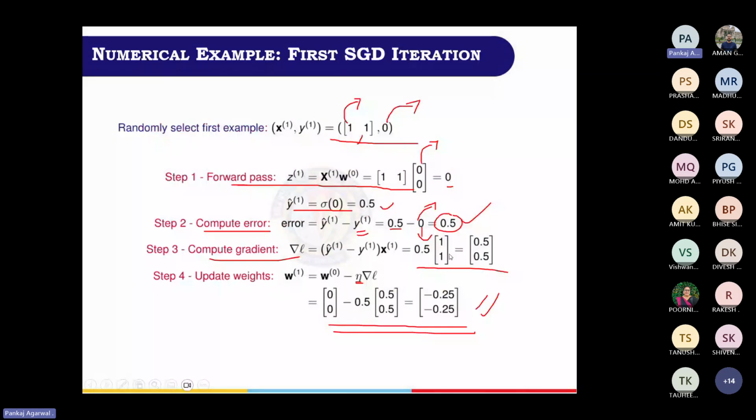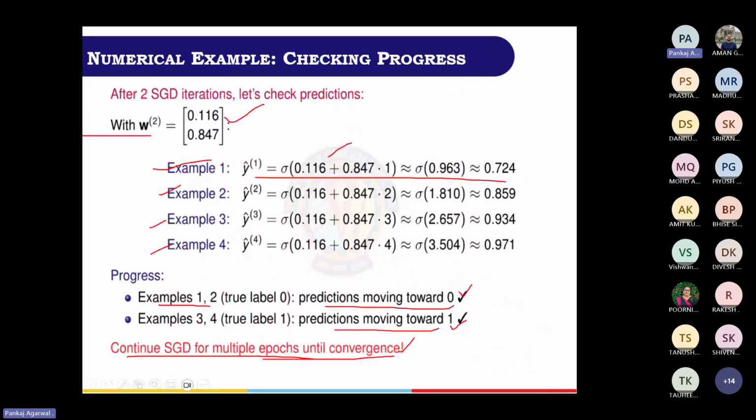So they're explaining in that particular direction. In the first two cases they were supposed to be towards 0. Examples 1 and 2, true label was 0, so predictions are moving towards 0. These are lesser values as compared to the last two values, so in that sense it is true. And examples 3 and 4 were supposed to be 1 and they are moving towards 1. So in that sense this example seems to be true.